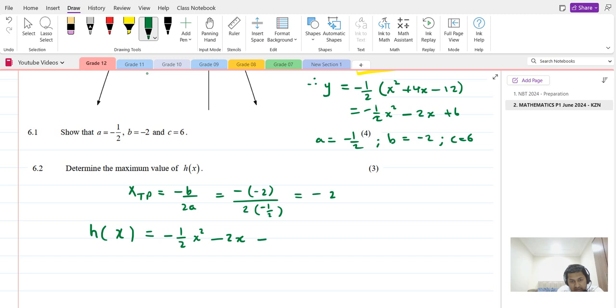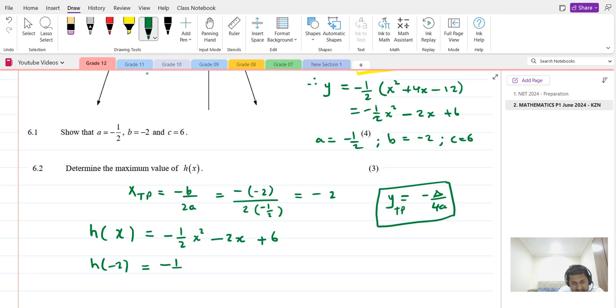Minus 2x plus 6. So h of negative 2. Remember, to find the y value of the turning point, you can just use minus delta over 4a. You can go straight into the y value of the turning point, minus delta over 4a. You can also use this to get straight to that answer. But anyways, I like to work it out like this in steps.